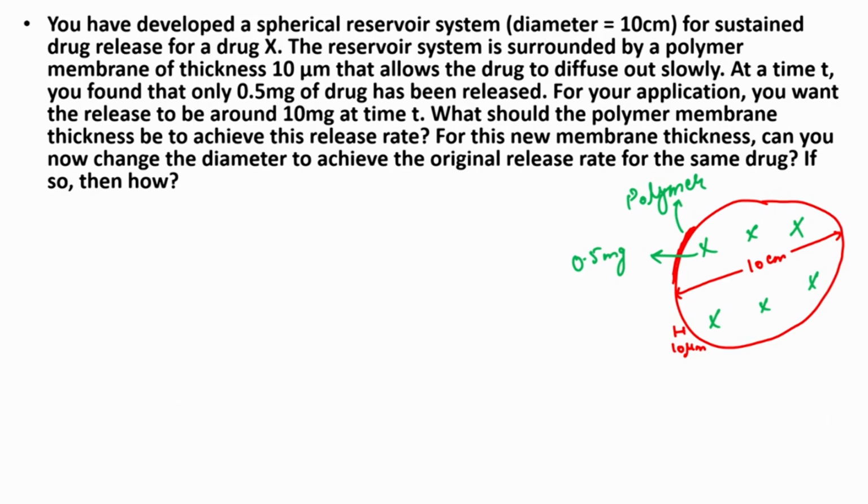Okay. So, but for our application we want the drug to be about 10 milligram at that particular time t. So, we are almost 20 times lower than what we are supposed to do. So, the question is then what should be the polymer membrane thickness be to achieve this release rate. So, this is the first part of the question, and then the other part that we will tackle sequentially.